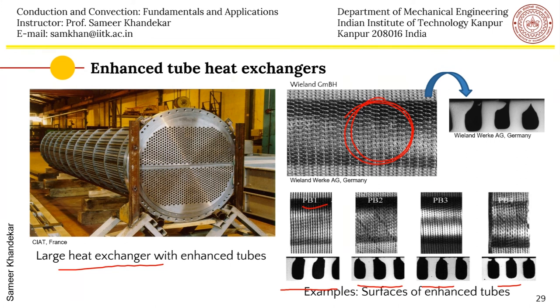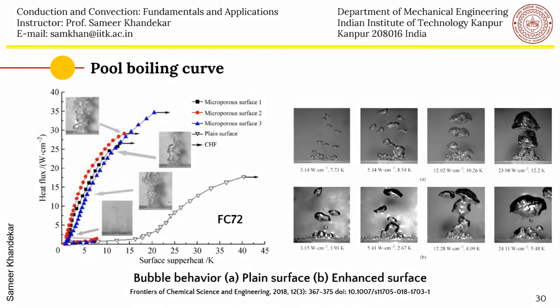So here you see bubble behavior on a plane surface, and a Nukiyama curve is generated here, and you can see that these microporous surfaces, as compared to the plane surface which is shown here, show an enormous increase in the heat flux at a particular surface superheat. Also, the bubble behavior is quite different on such tubes, because you get enhanced bubble activity and several bubbles, and the departure frequency also increases. The shape and size also change, and this is some data for FC72 on the pool boiling curve, which shows a tremendous amount of enhancement because of such specialized surfaces.